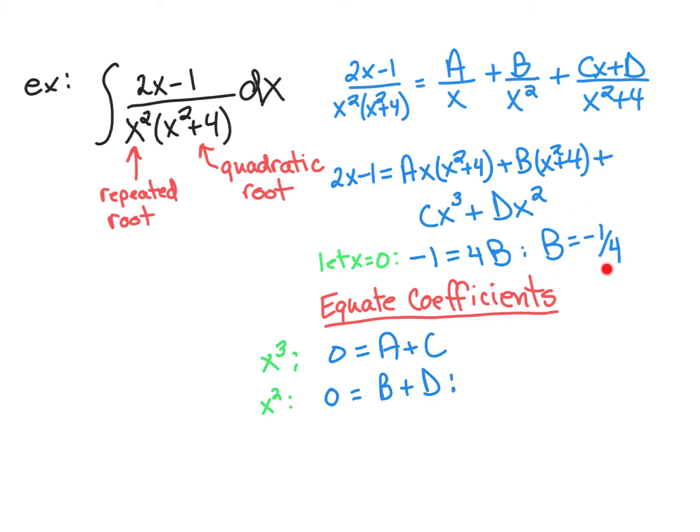I've already solved for b. So I can plug in the minus 1/4 right here and get what d is. D is positive 1/4. Now let's look at the coefficients of x. I have 2 on the left. I have 4a here. Nothing here, nothing here, nothing here. Look at that. I've solved for a already. A equals 1/2.